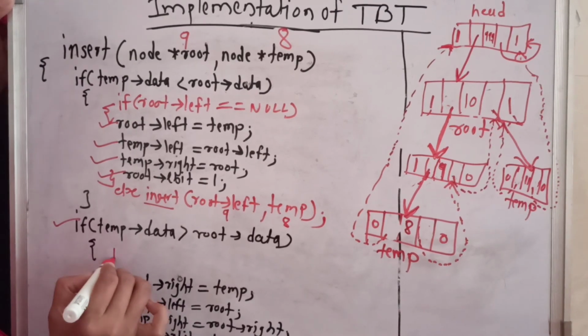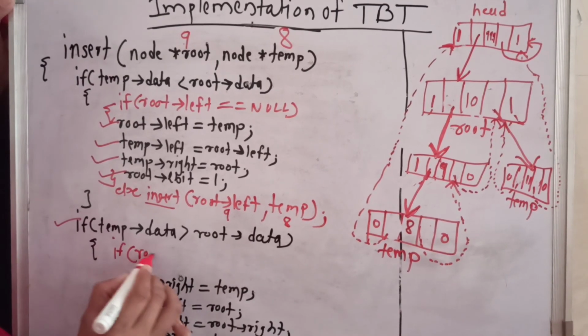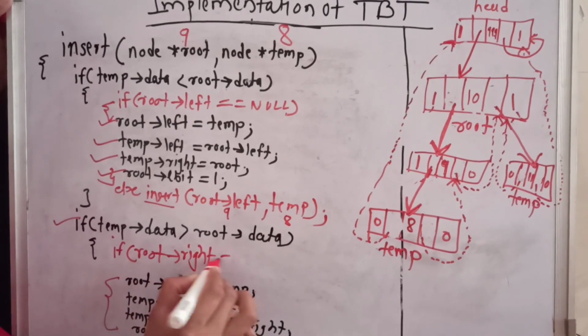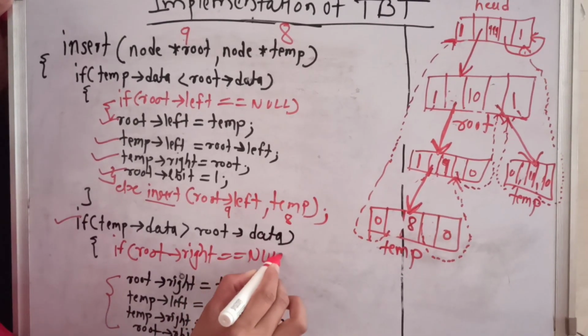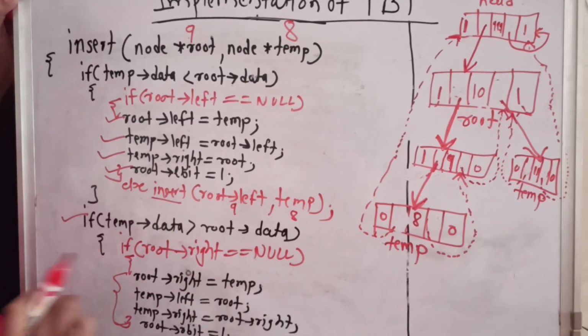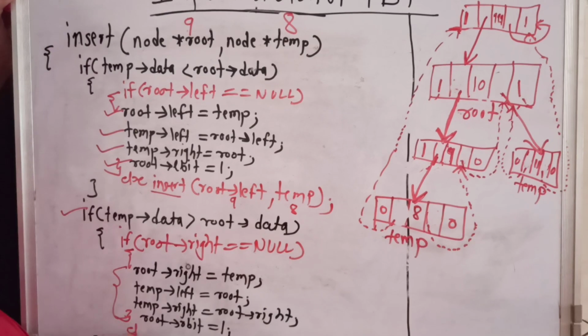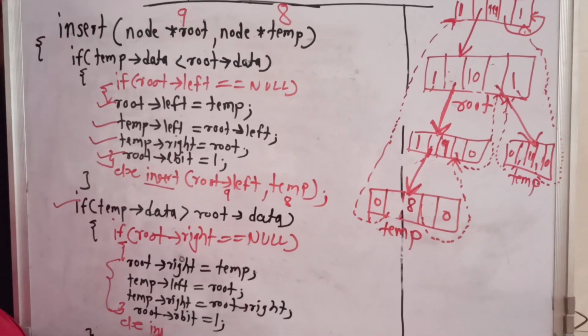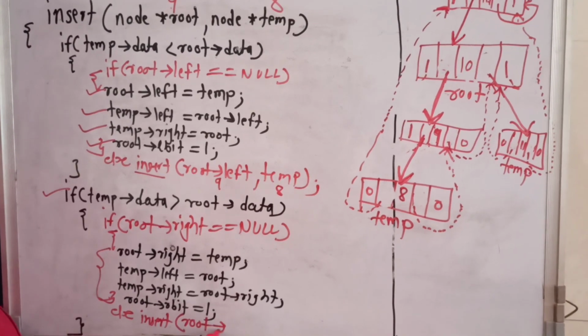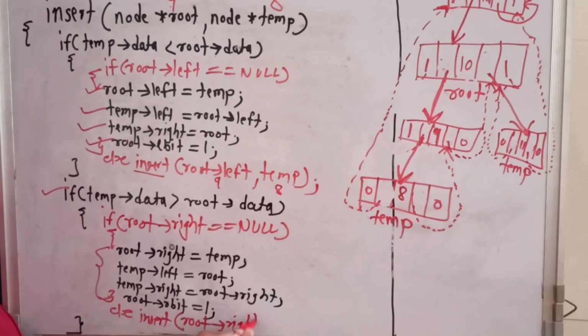Before executing this, we have to write here one more statement: if root right is equal to null. If this condition is true, then only we have to execute these statements here. Otherwise, we have to give a call to the insert function, and this time we have to pass the parameters like root right and the temp here.